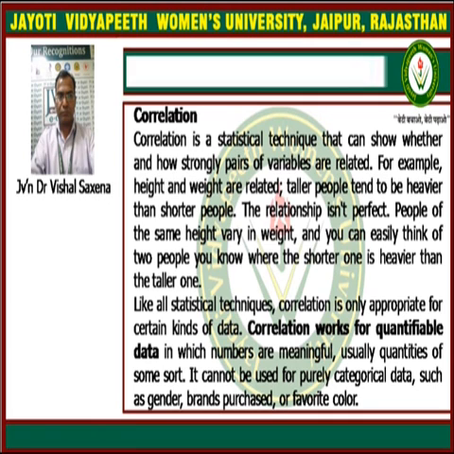Correlation is a statistical technique that can show whether and how strongly pairs of variables are related. That means variables x and y, suppose. For example, height and weight are related. Taller people tend to be heavier than shorter people. The relationship is not perfect. People of the same height vary in weight, and you can easily think of two people where the shorter one is heavier than the taller one.